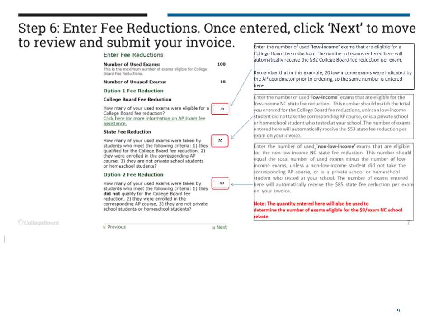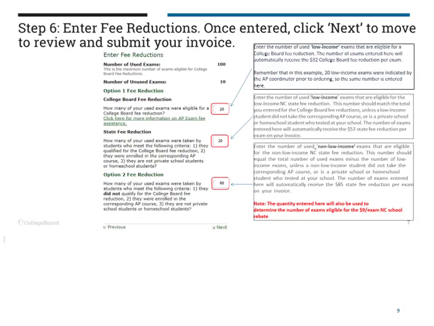So that first box under College Board fee reduction will reflect the total amount of children who got a fee reduction, who took an exam at one of your schools, and then the state fee reduction, or at your school, I should say, since you are probably an AP coordinator at a school. But for the state fee reduction, that box needs to only be for the public school students who sat in a corresponding AP exam to the course they were enrolled in, okay?